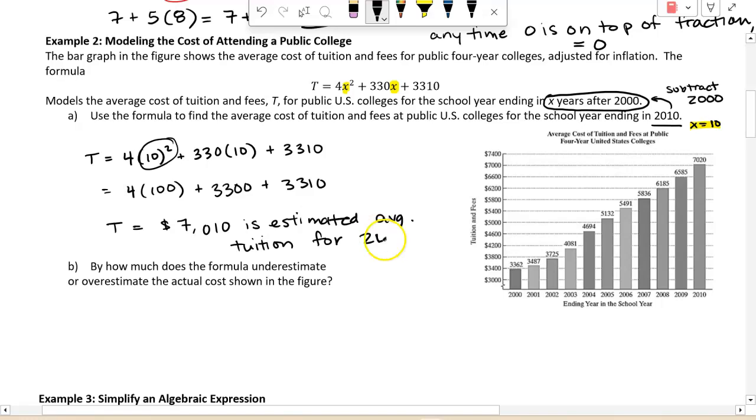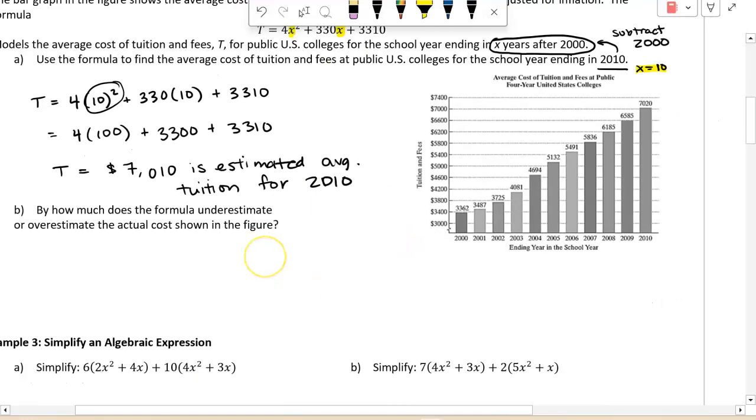For 2010. But the next part of the question says, by how much does the formula underestimate or overestimate the actual cost shown in the figure? Because you have to remember, formulas are there to help you predict things, but in reality, they don't always match identically. So we can see on this figure in 2010 what the actual cost was.